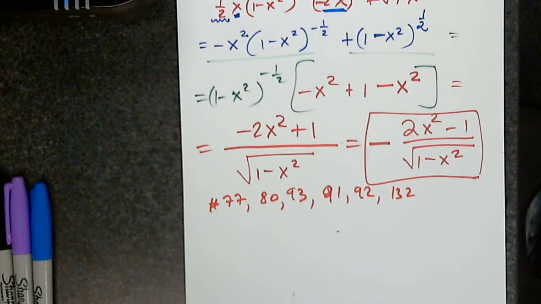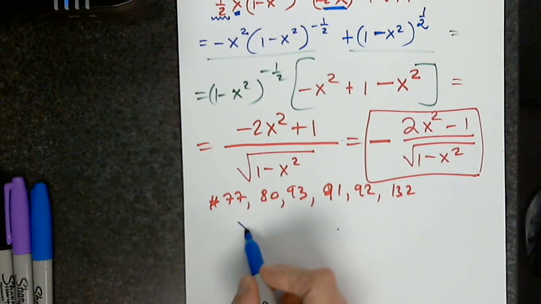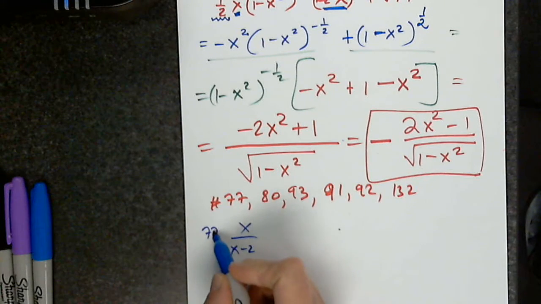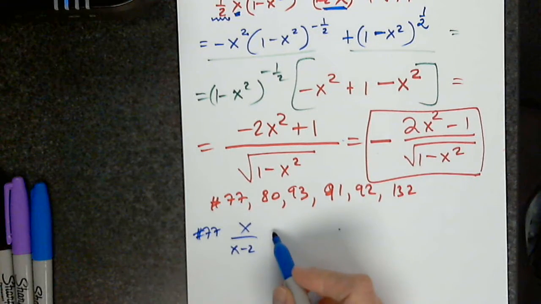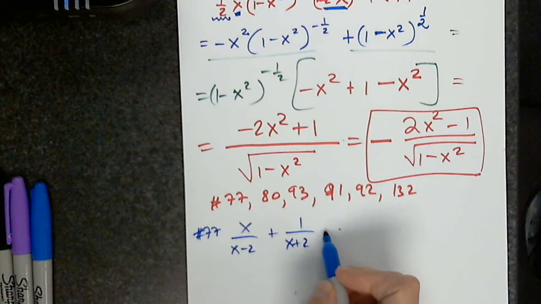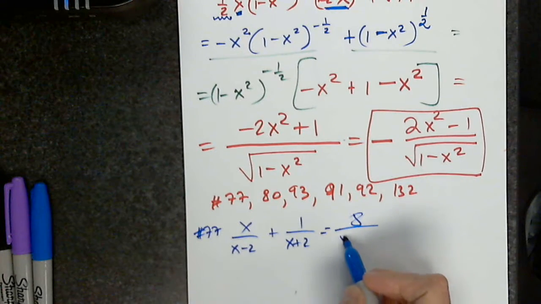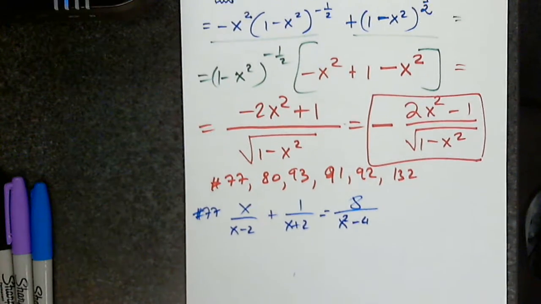Do we need to go back to the circle? Or are we okay with the circle? Okay, perfect. So in 77, we have x divided by x minus 2, plus 1 over x plus 2, and that equals 8 divided by x squared minus 4.